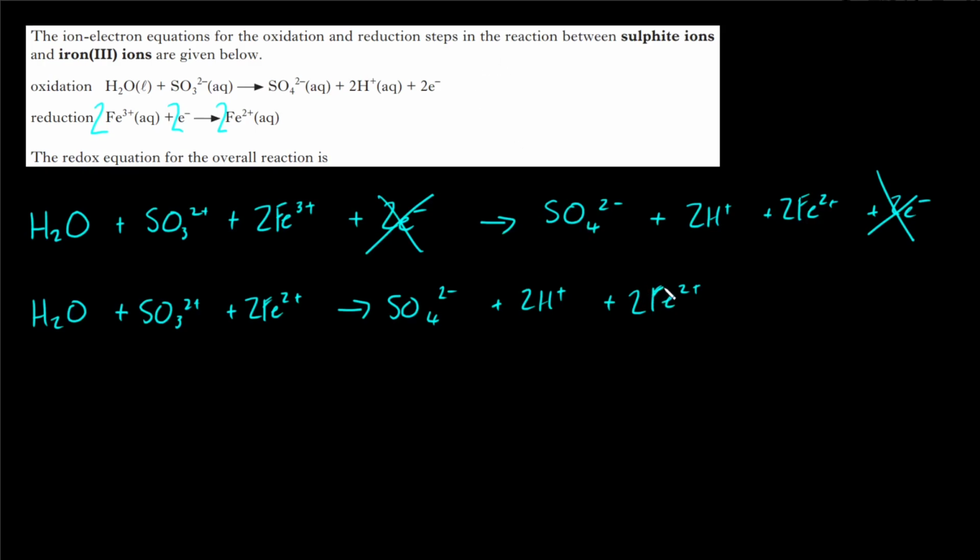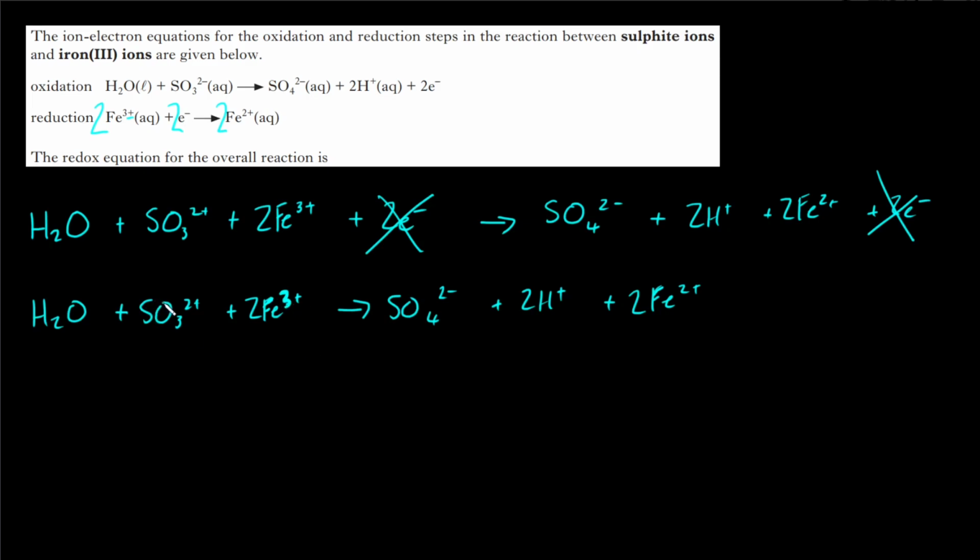Handwriting is poor as usual. I apologise. These should be F's, of course. And that definitely is not correct. That should be 3 plus. This is the Fe3+ ion, not the 2 plus. 2 plus is on the right hand side, 3 plus on the left hand side.